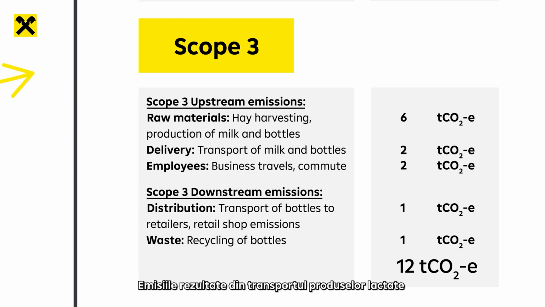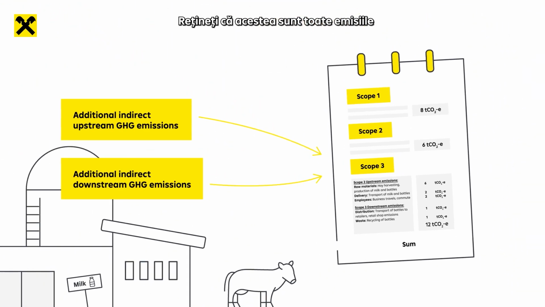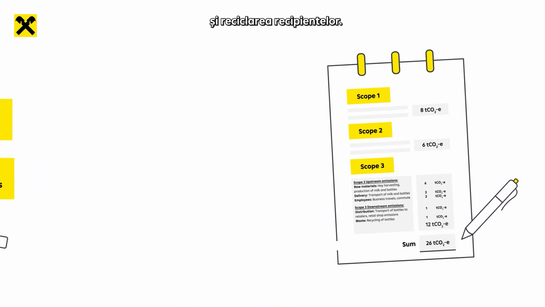And some examples for Scope 3 downstream emissions. Transportation emissions of dairy products to the retailers. Advertisement to market the various dairy brands. Recycling of milk bottles. Retail shop emissions. Remember, these are all emissions your product emits during its life cycle, including the final consumption and bottle recycling.